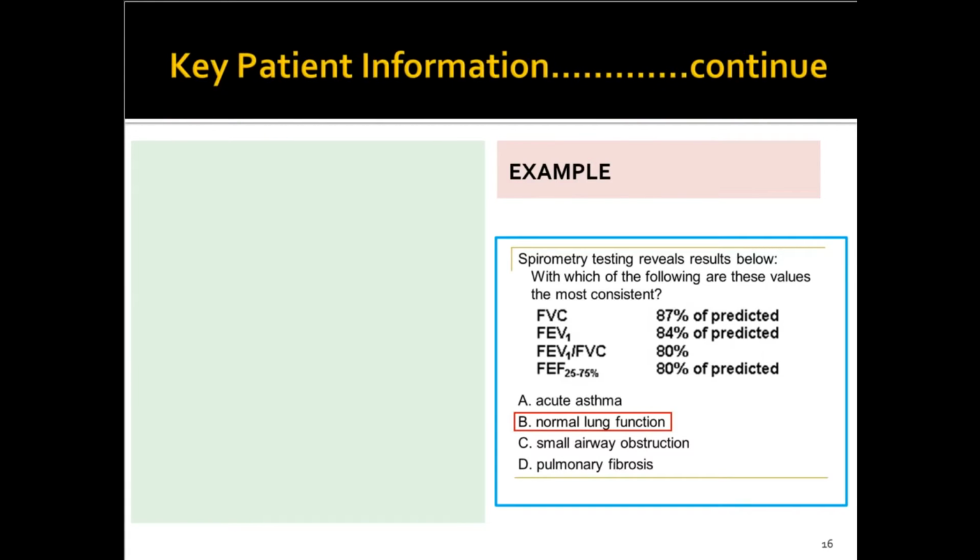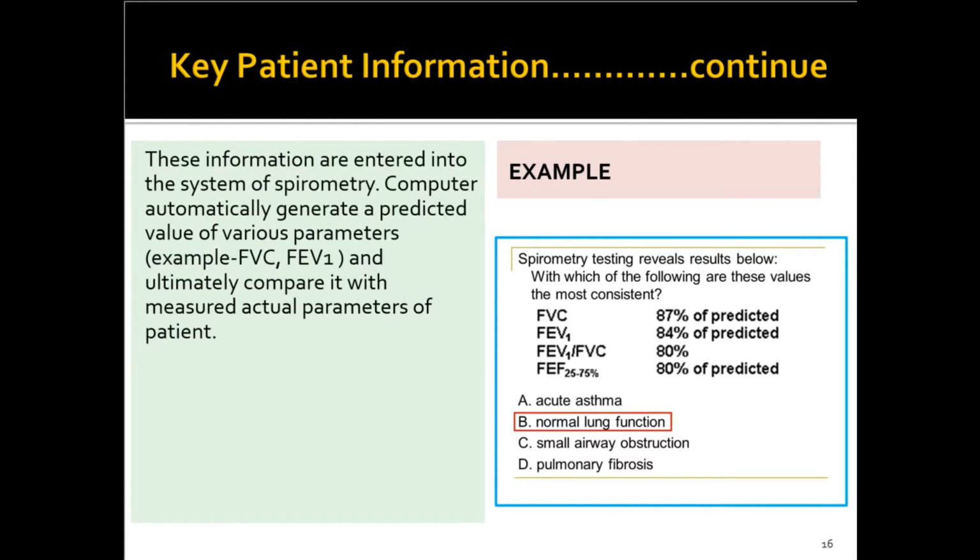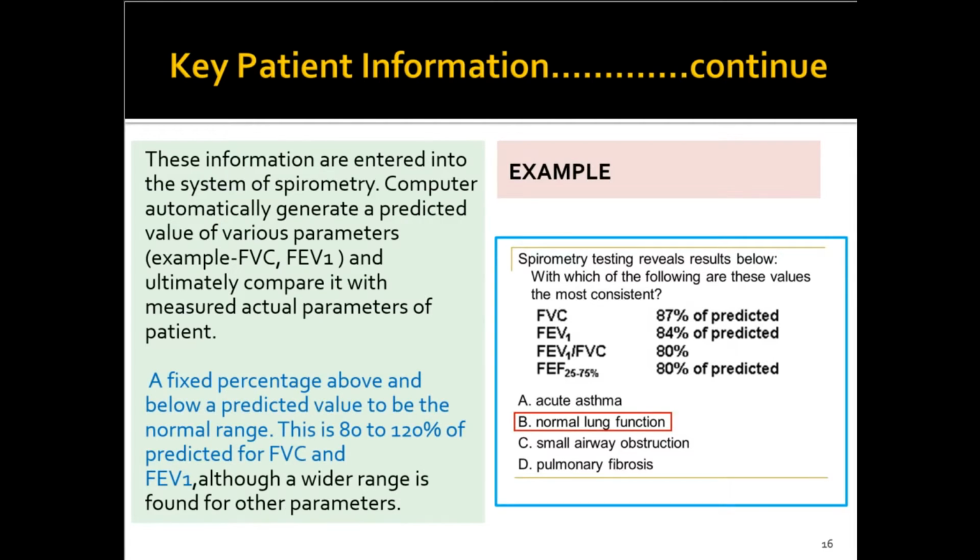Key patient information continue. This information is entered into the spirometry system. The computer automatically generates a predicted value of various parameters, for example FVC, FEV1, and ultimately compares it with the measured actual parameters of the patient. A fixed percentage above and below a predicted value is taken to be the normal range.